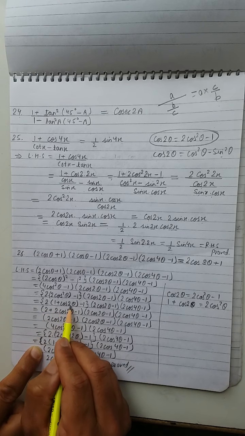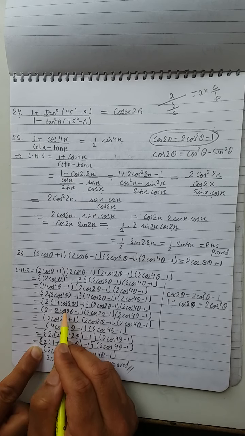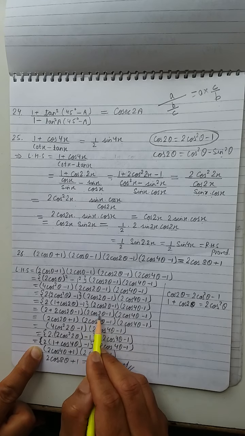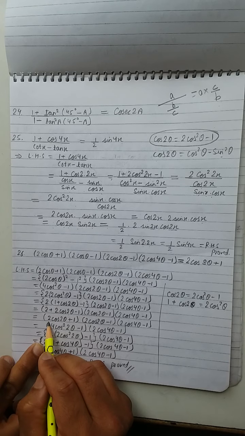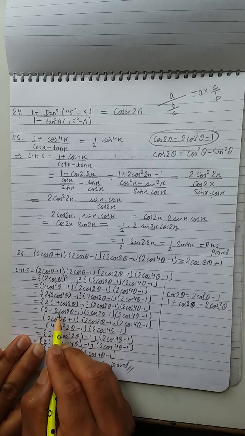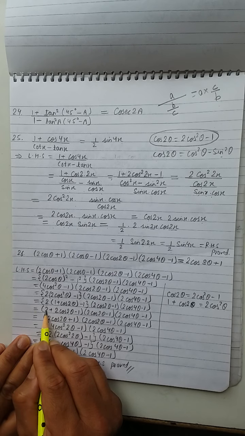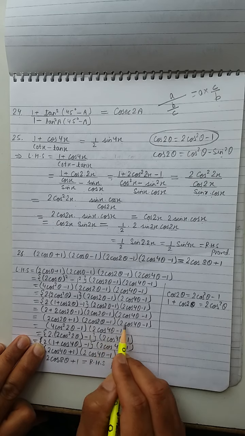Now this 2 will multiply both of them. 2 into 1 is 2. 2 into cos 2 theta is 2 cos 2 theta. Minus 1 as it is. These two expressions are copied as it is. Okay, now check over here. This 2 cos 2 theta is copied over here. 2 minus 1 is 1. And the remaining two expressions are copied as it is.